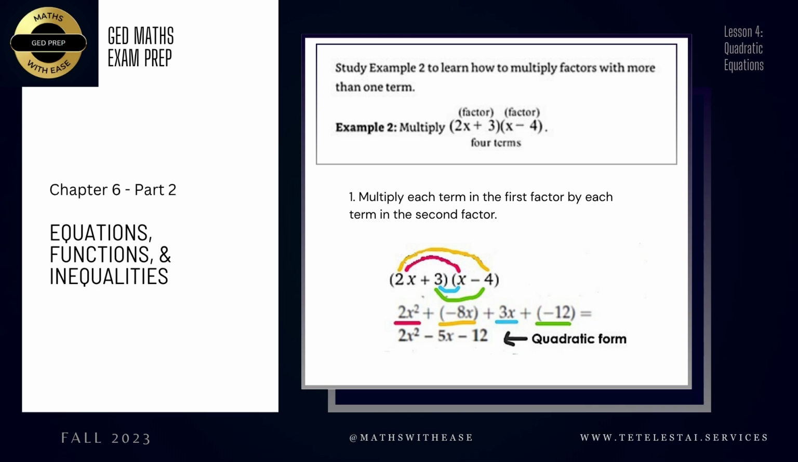So this would be the quadratic form, and this 2x plus 3 times x minus 4 would be the factors of this quadratic form. And by factor, we just mean that these are the terms you would have to multiply together in order to get this quadratic expression.